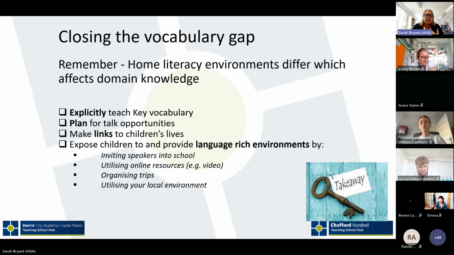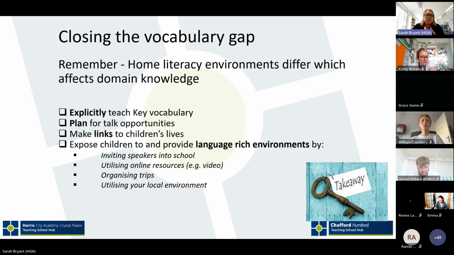So we need to explicitly teach key vocabulary. We need to plan for talk opportunities. We need to make links to children's lives. We need to put it into context. I will put the QR code back at the end when I finish my key takeaways.